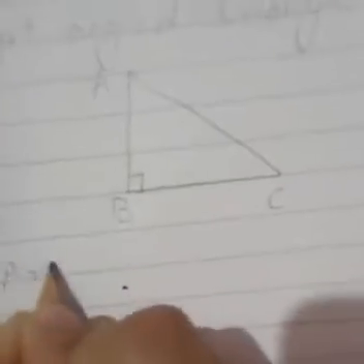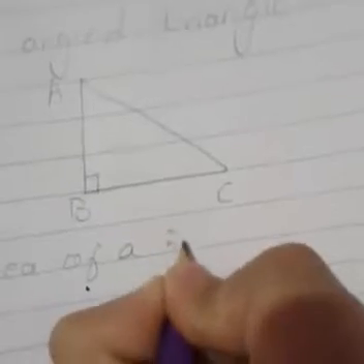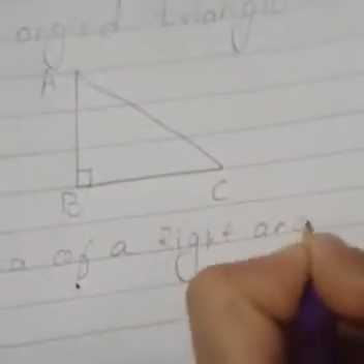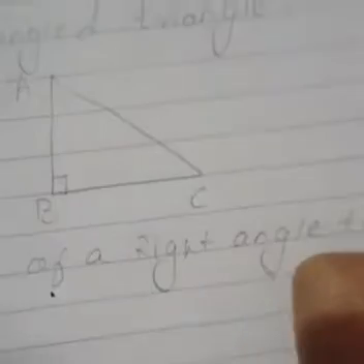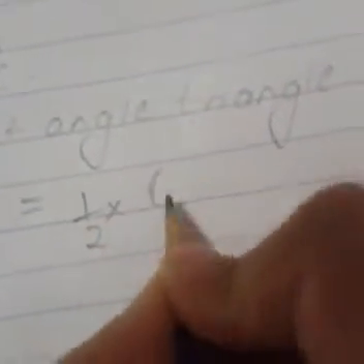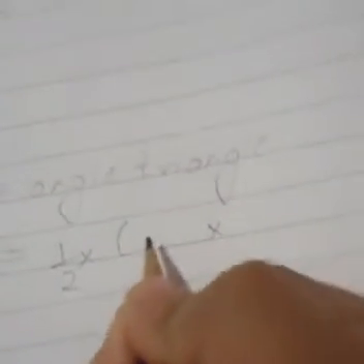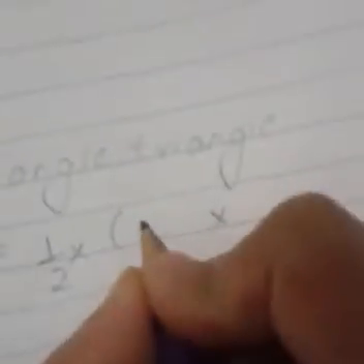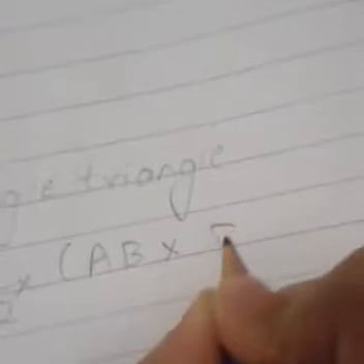So area of a right angled triangle is equal to what? Tell me. It is equal to half into the product. What is the meaning of product? Product means multiplication. Product of the two sides. Which are the two sides making the right angle? AB and BC. So half into the product of AB and BC. So this is the formula for a right angled triangle.